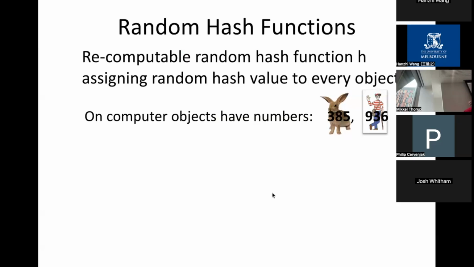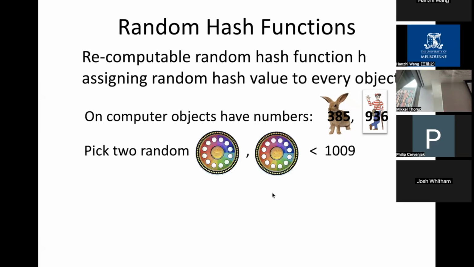So now comes the clever thing about computers. They're not beautiful little rabbits jumping around your computer, even if you think so. They actually have numbers, right? And in this case, it's just 3-digit numbers. We don't have that many objects we worry about. And then I know that 1009 is a prime number, and it's clearly bigger than any 3-digit number.